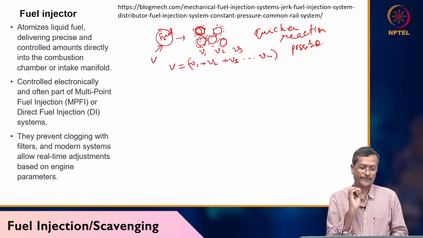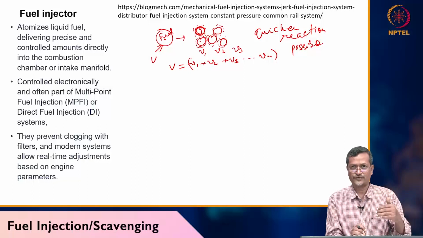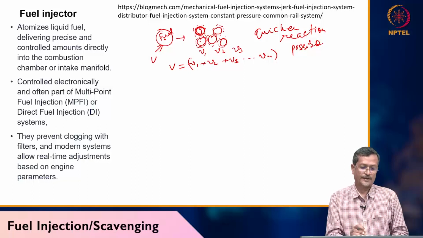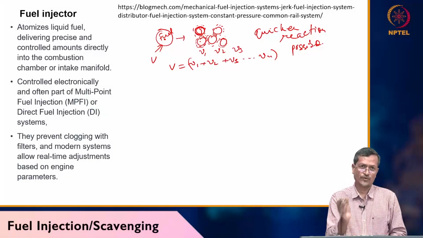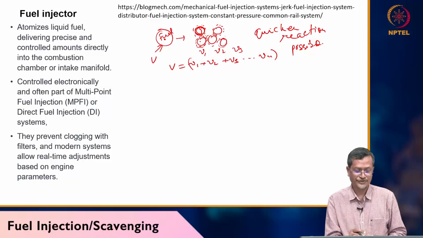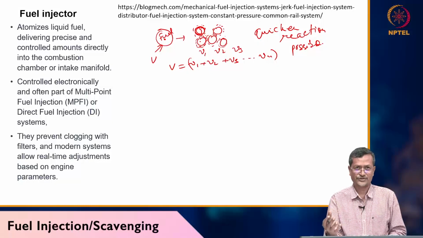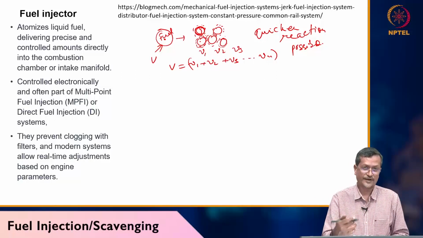The fuel injector will also control the fuel amount, how much fuel you are injecting into the cylinder or combustion chamber through the intake manifold, controlled electronically. Many fuel injectors, especially in modern engines, are controlled electronically. Previously, older engines had only a cam mechanism to control fuel injection. These days there are concepts of multi-point fuel injection, dual fuel injection, direct fuel injection, and multiple injections are also possible in a single cylinder. So modern technologies are based more on electronic control.